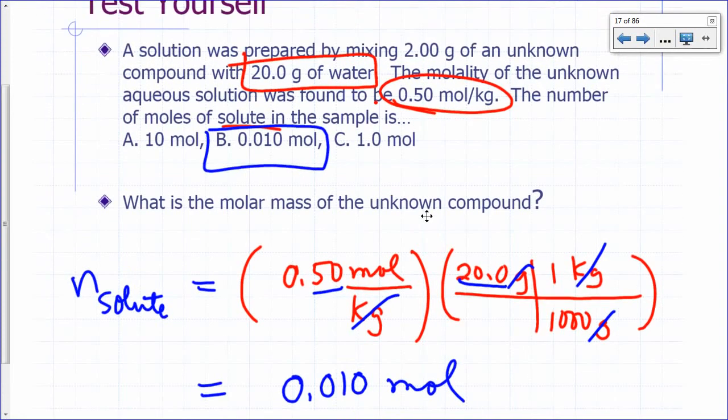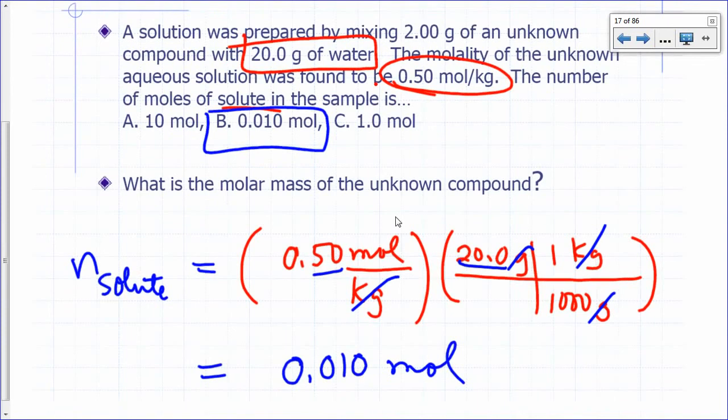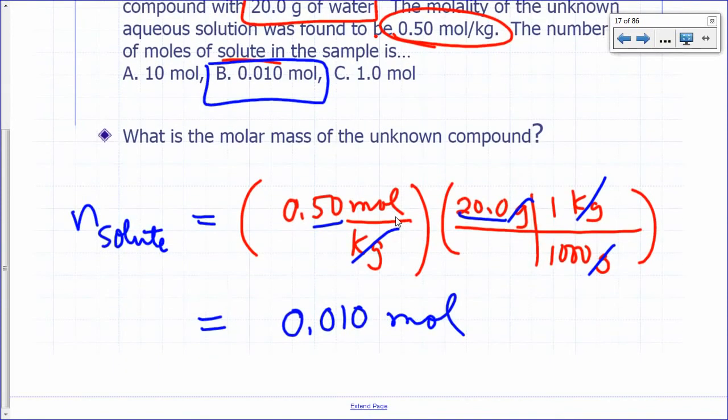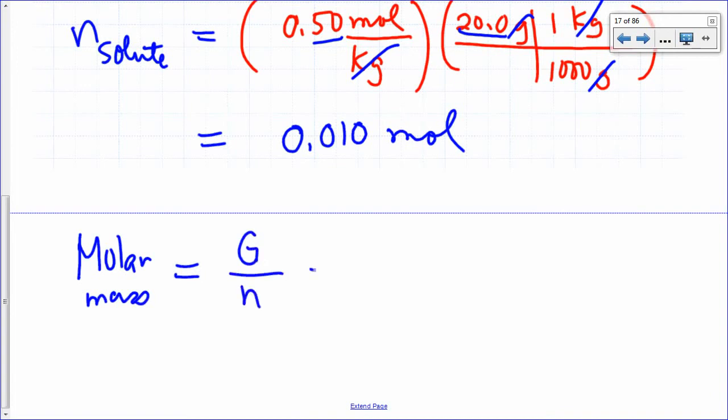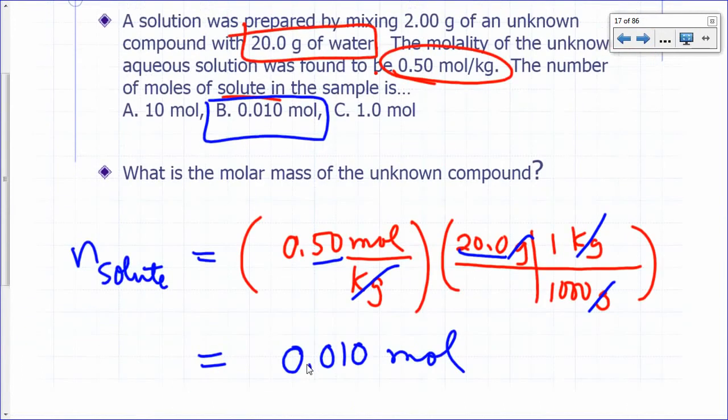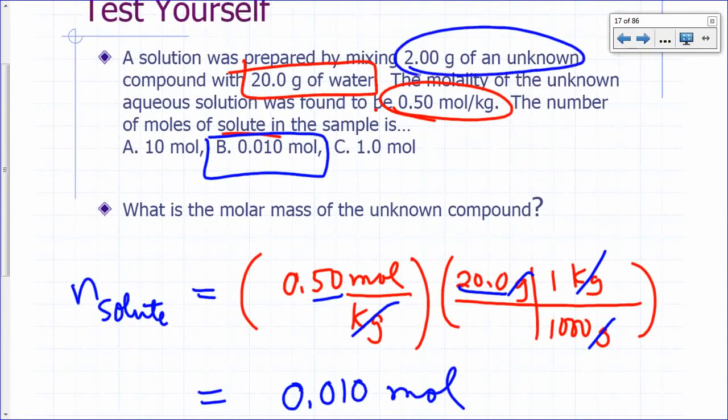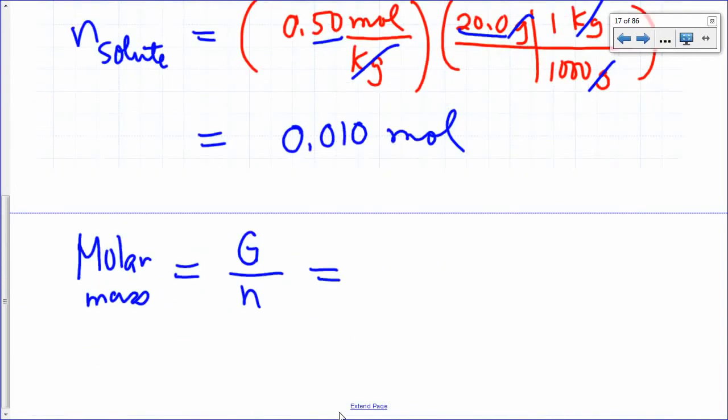Now, it's a follow-up question. What's the molar mass of this unknown compound? What's molar mass? Grams per mole, right? Molar mass is the mass of a mole. So anything per mole would be grams over moles. Okay? So how many grams do we have? We're given 2 grams of your unknown compound.